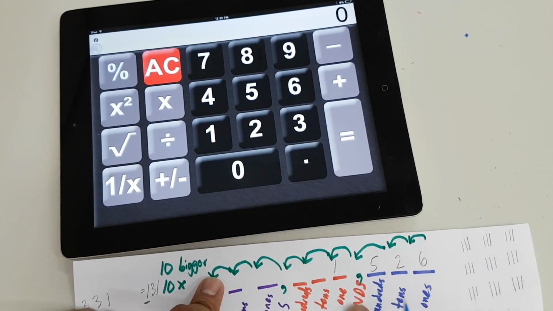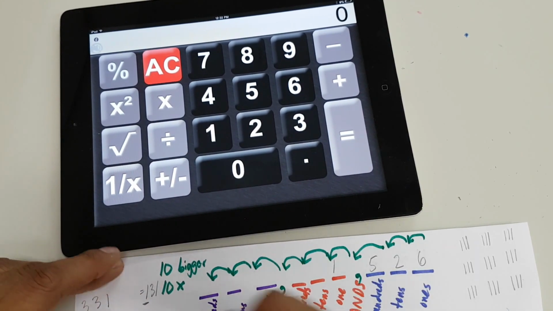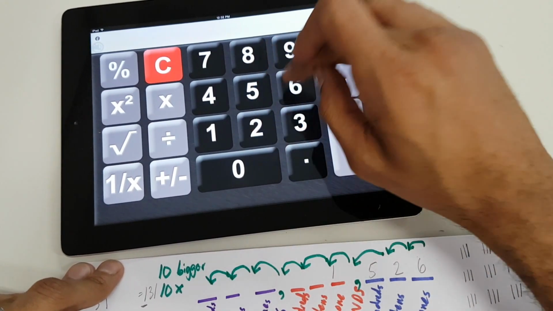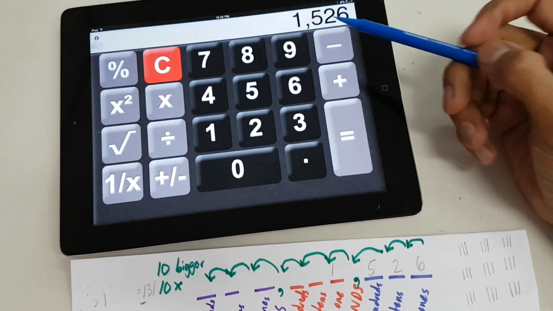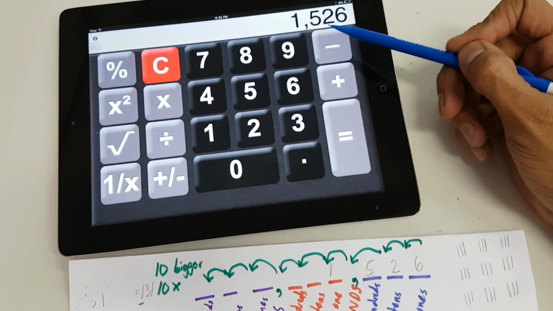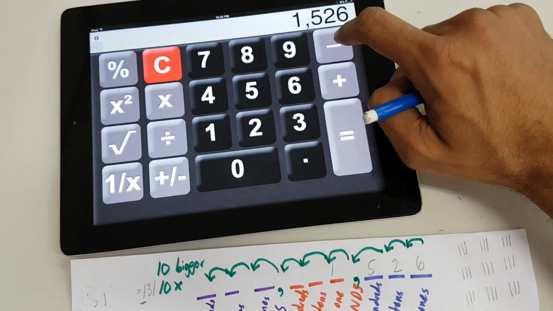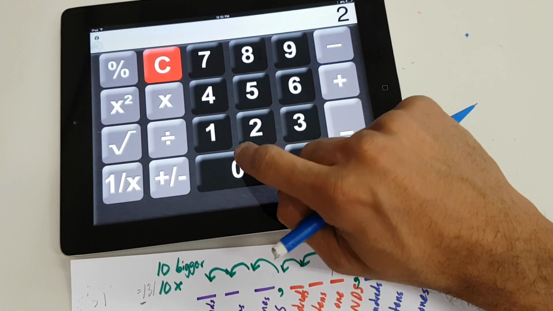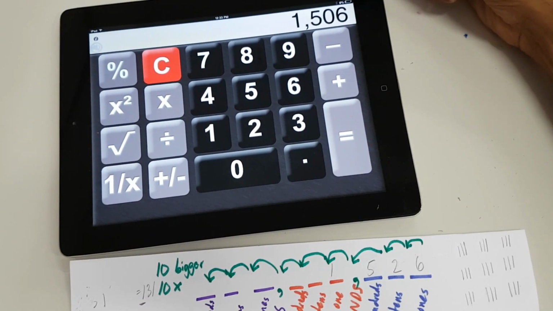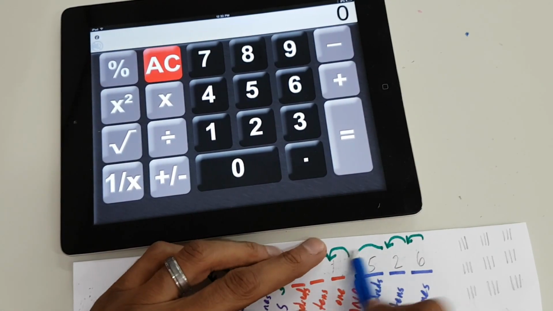1,526. If I wanted to change the 2 tens into 0 tens, what would I have to subtract? 1,526. I want to change from 2 tens to 0 tens. So I have to subtract tens. From 2 tens to 0 tens, I have to subtract 2 tens. So I'm just going to minus 2 tens, or 20, and then you get 1,506 with 0 tens. Okay, let's clear that and try with a different number.